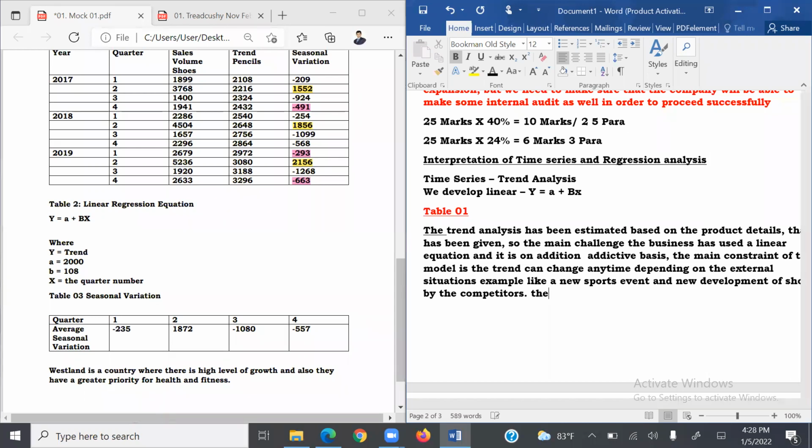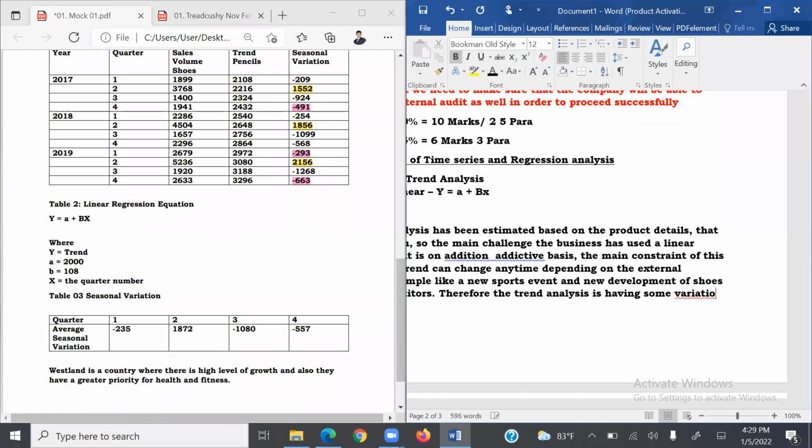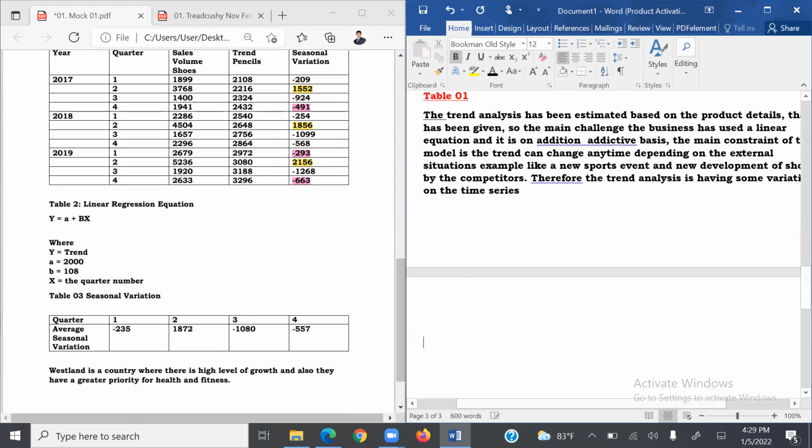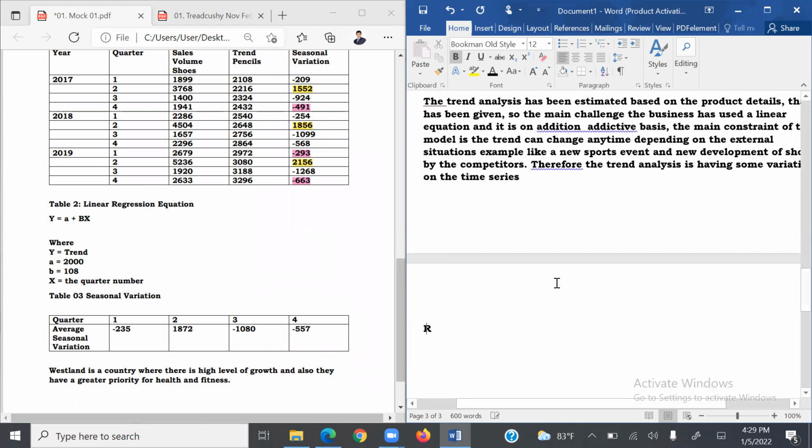Therefore, the trend analysis is having some variation on the time series. So that is the first table analysis, students. So students, coming to table 2, again, students, we don't know how did they arrive at 2000 shoes, how did they arrive at 108.